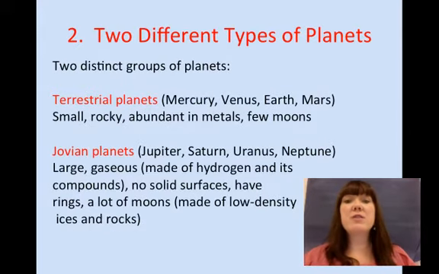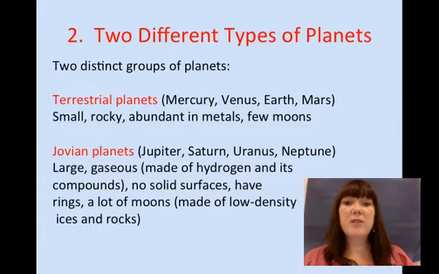Next, we're going to look at the two different types of planets. We have two distinct groups. There are the terrestrial planets, which are also sometimes called the inner planets, and the Jovian planets, also sometimes called the outer planets. And the terrestrial planets include Mercury, Venus, Earth, and Mars. And they are all small, rocky, abundant in metals, very, very dense, and they don't have very many moons.